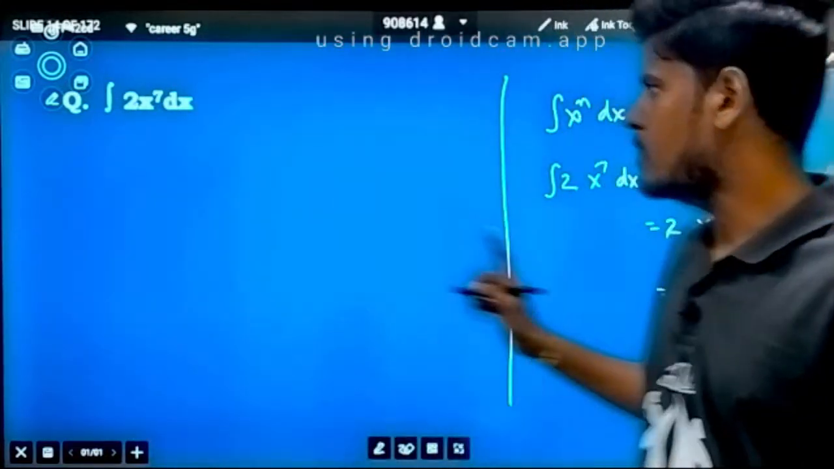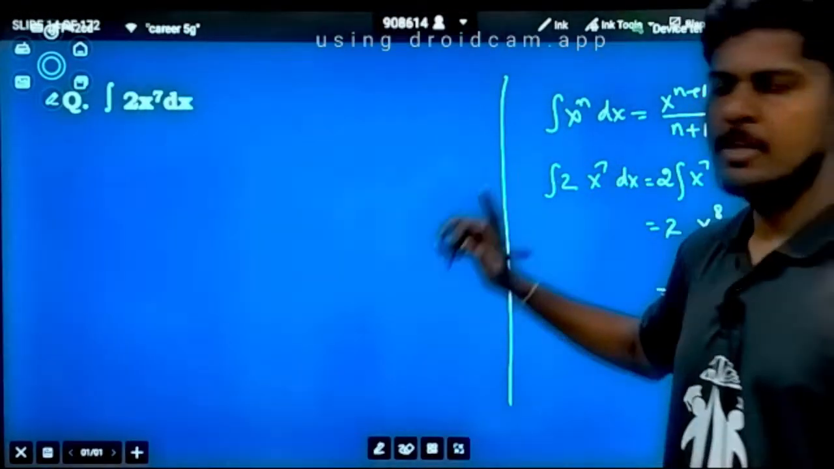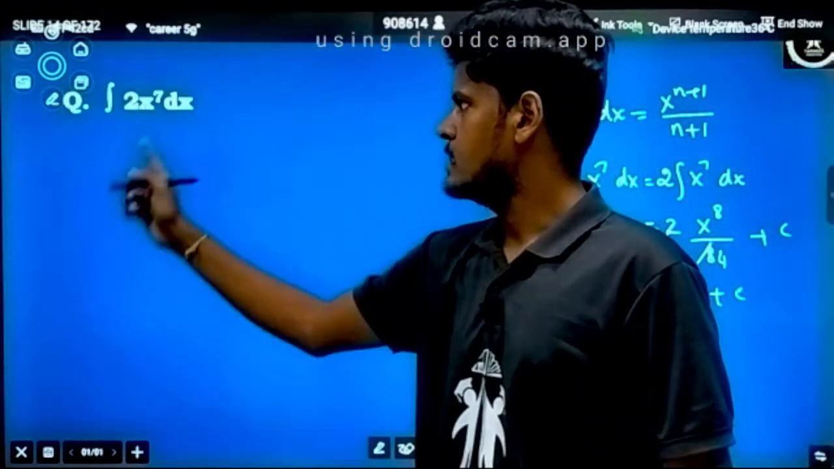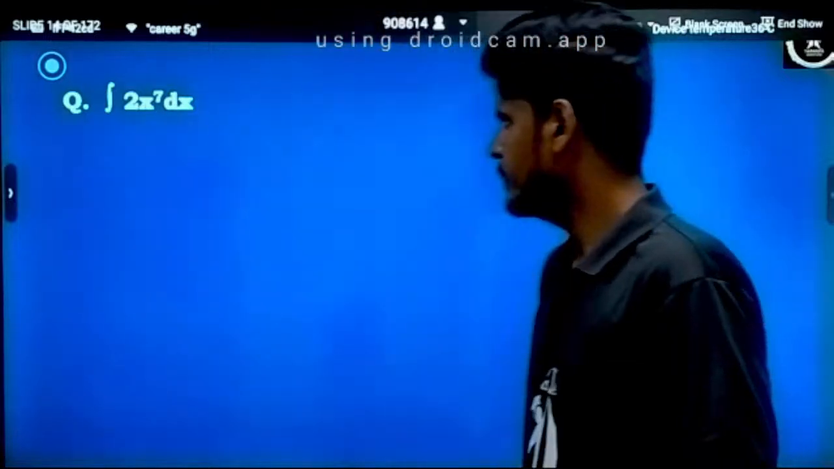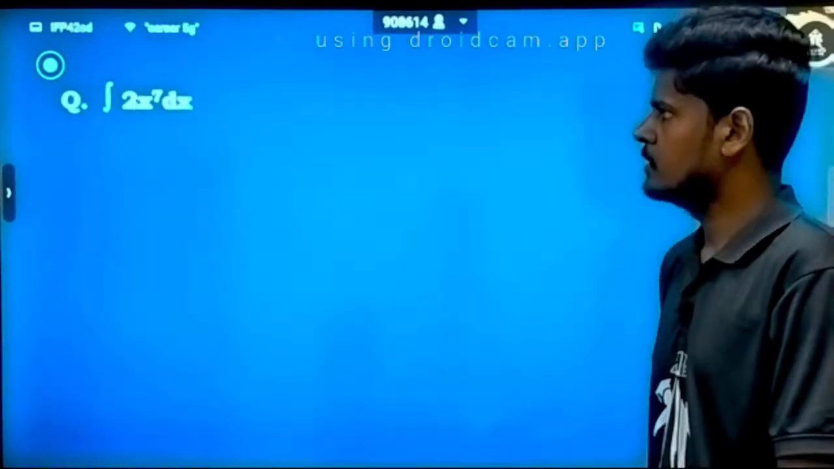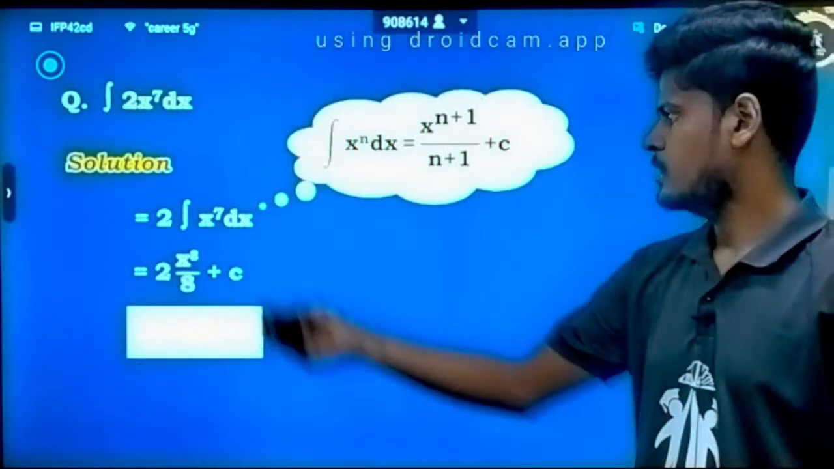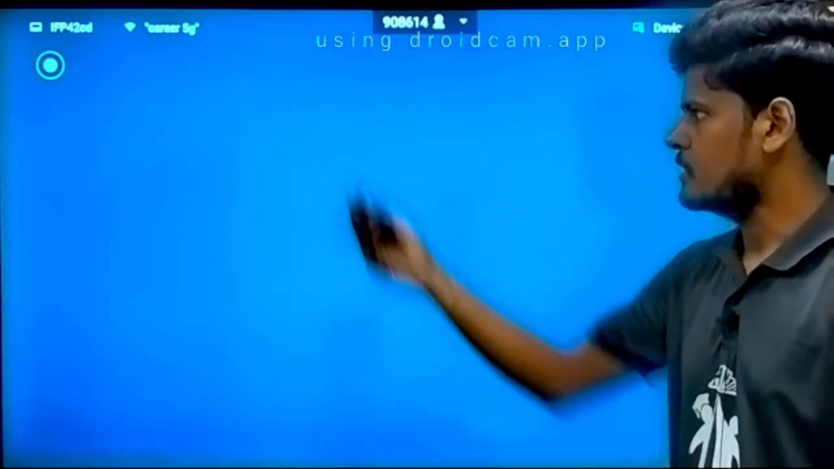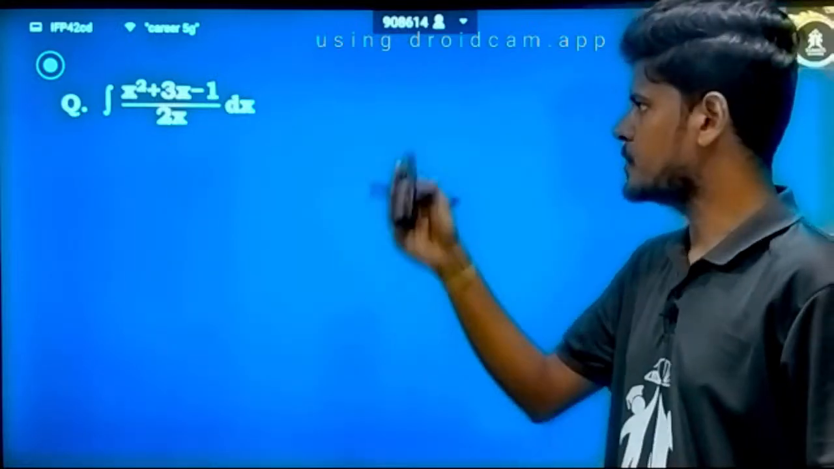So this is how we should solve the problems. This is just the basic example of how to find the integral of algebraic functions of x power n type. First we can take the constant outside and then find the integral value. Again we will use this basic property, x power 8 by 8. From the next question we will be going a little faster. You understood how to do this. We will follow the same procedure and proceed.